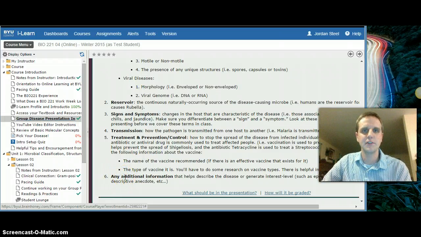The information presented in your disease projects, you will be accountable for understanding all of the diseases for the final exam. So making sure that you're providing that information for your fellow students to understand it and be able to pass the exam is important.